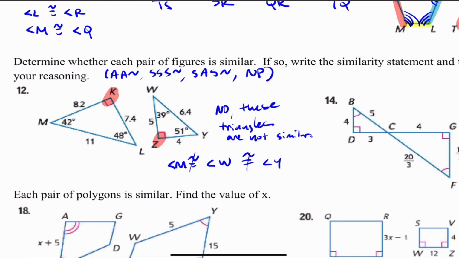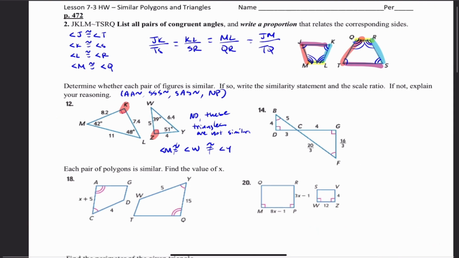Just to recap, we know that angle K is congruent to angle Z. They're right angles, that's awesome. But we have to look at the other angles. Notice angle M is 42. Is there a 42 here or here? No, because there's a 39 and a 51, so they're not congruent. The angles are not congruent, except the 90 degrees. Therefore, we can say that these figures are not similar, if that makes sense.